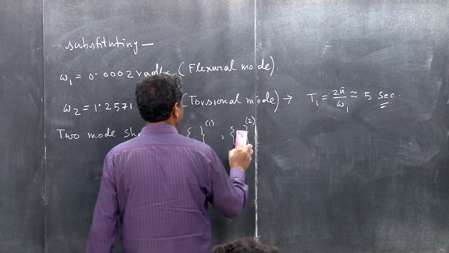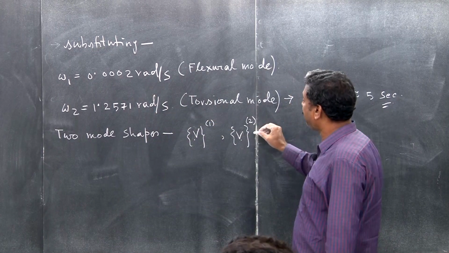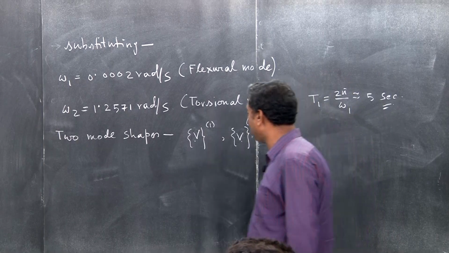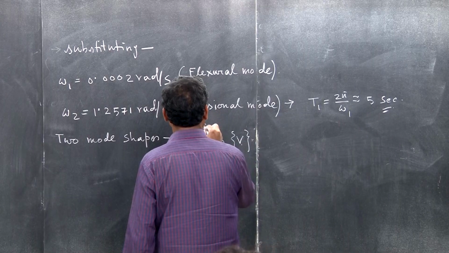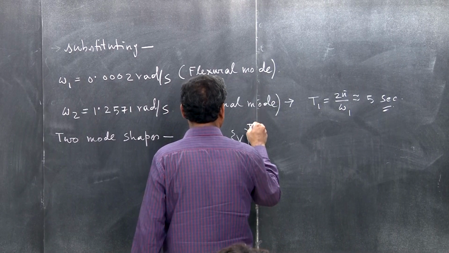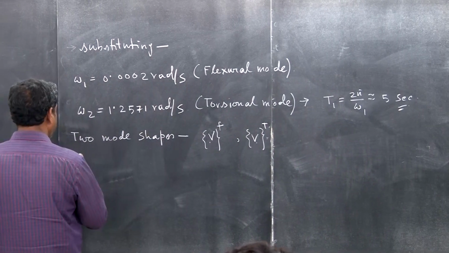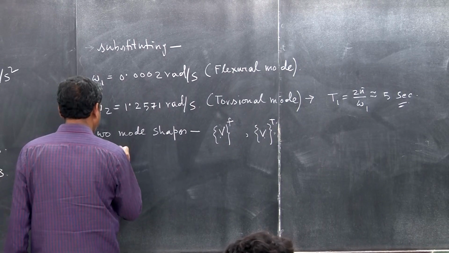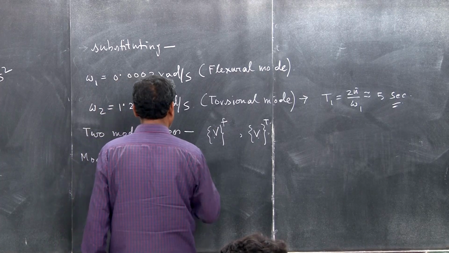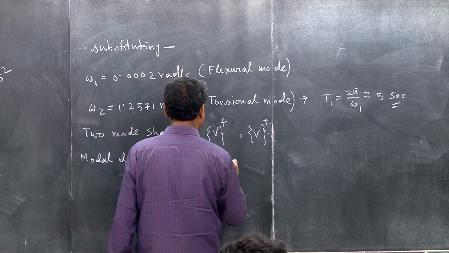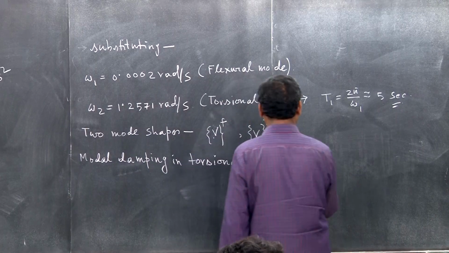Because we have mode shape vectors V1, V2, I can write one for the flexural and one for the torsional. This is for the flexural, this is for the torsional. Now, modal damping in the torsional mode: how will you calculate modal damping in the torsional mode?